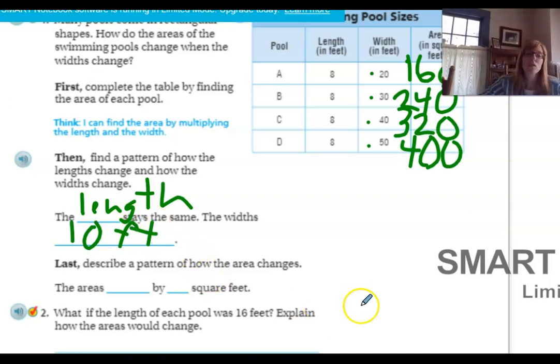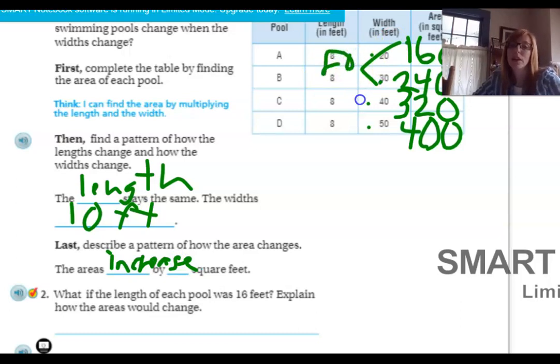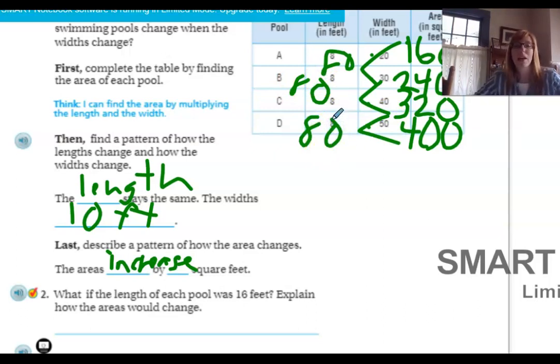Okay, so describe the pattern of how the area changes. It says the areas are, what are they increasing by? They increase by how much? It goes from 160 to 240, which is 80. From 240 to 320, it increases by 80. From 320 to 400, it increases by 80. So it increases by 80 square feet.